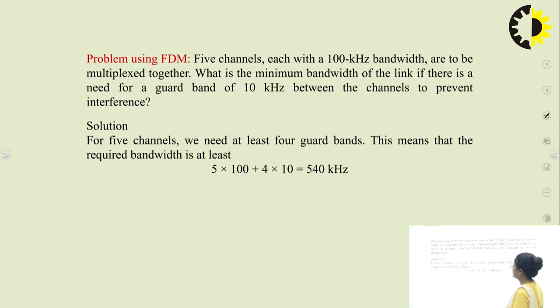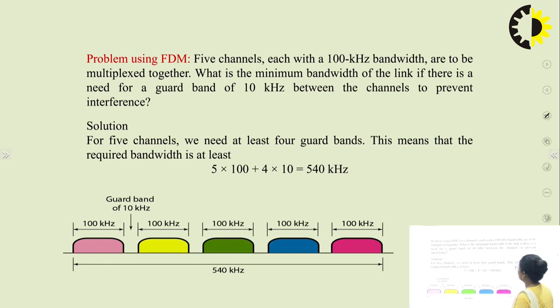If you take an example, let us say we have five channels each with 100 kilohertz bandwidth, and we need to multiplex them. In this case, what is the minimum bandwidth of the link if there is a need for a guard band of 10 kilohertz between the channels to prevent interference?